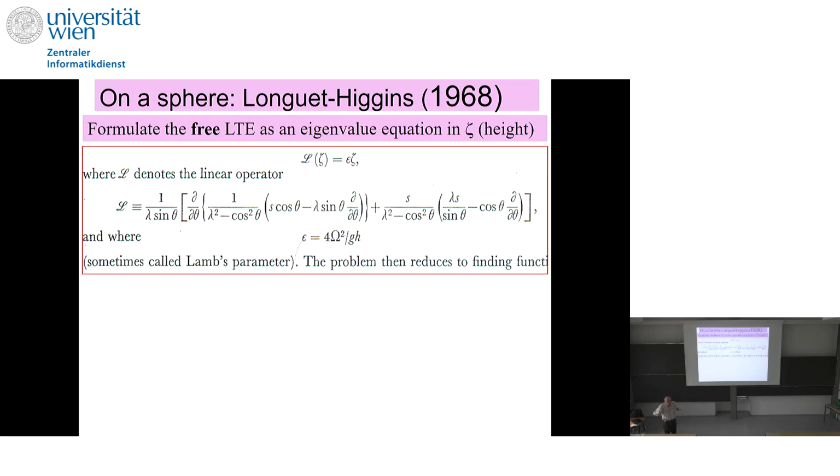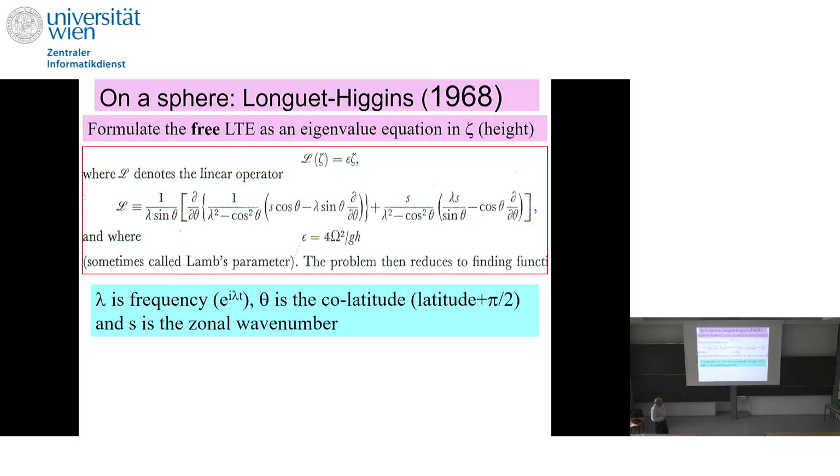You assume you know the wave number and frequency, and you ask yourself, so what's the Lamb parameter? What's the speed of gravity wave? And maybe you'll get it, okay? But it's really not what will help us obtain dispersion relations for the waves in GFD. A few more words: lambda is the frequency, theta is the co-latitude. Hey, at least we are consistent. Latitude plus pi over 2, and S is the zonal wave number, what we usually call K.